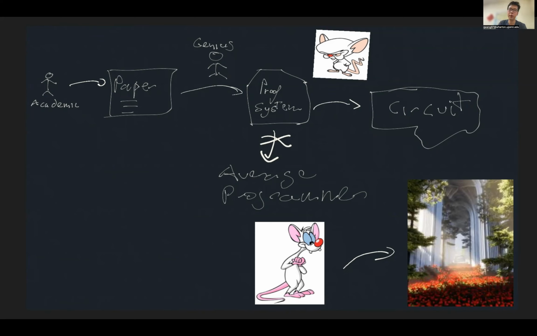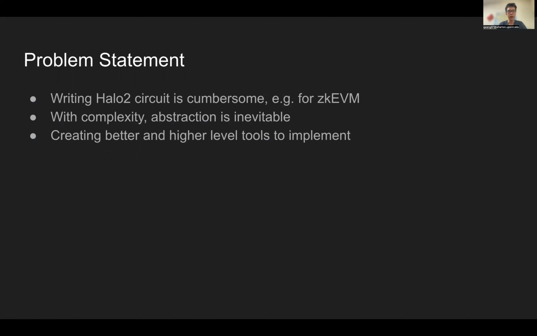And we believe that to solve this problem, we definitely need some higher level tools to make it simpler for the mass, or not really the mass, but just a general programmer to onboard onto circuit writing for the ecosystem. So again, the problem statement is that writing Halo2 circuit is very cumbersome. For example, for the ZKEVM, with lots of complexity, abstraction is inevitable. So with greater abstraction, we can not only simplify the circuit writing, but also enable additional complexity for writing more complex circuits. And that's why we need better and higher level tools to implement this vision.